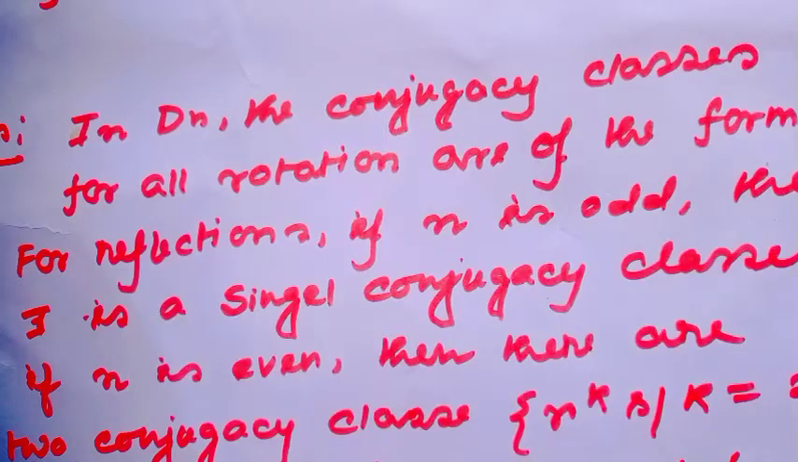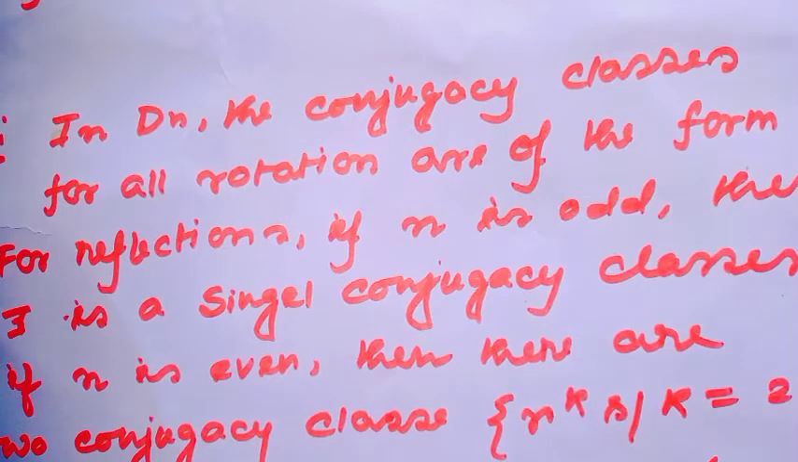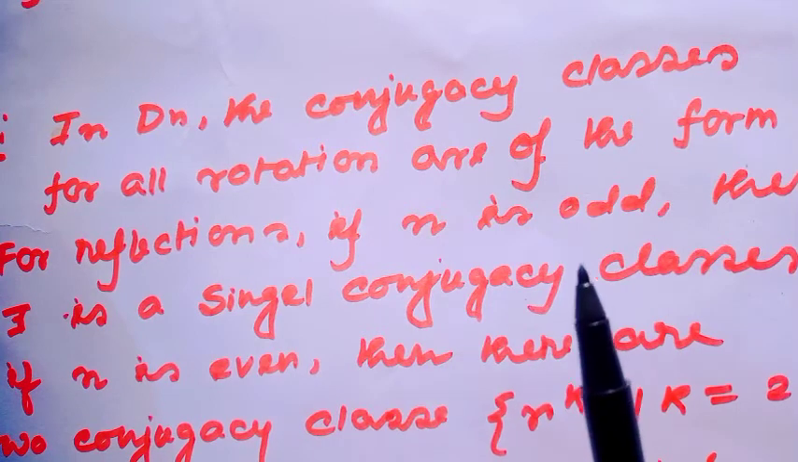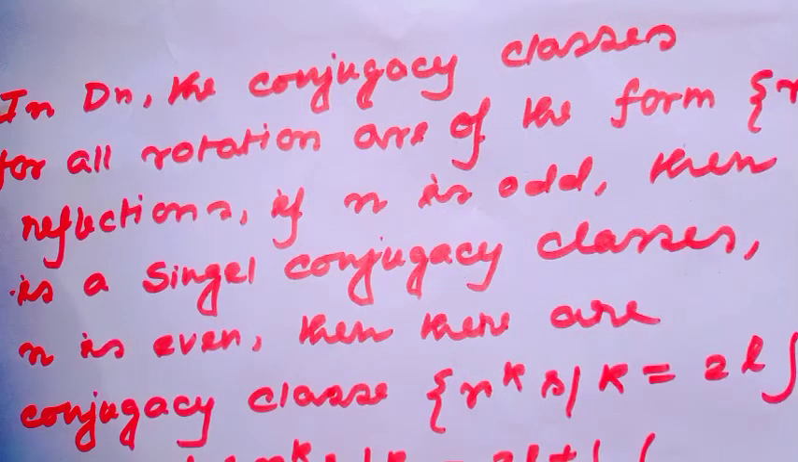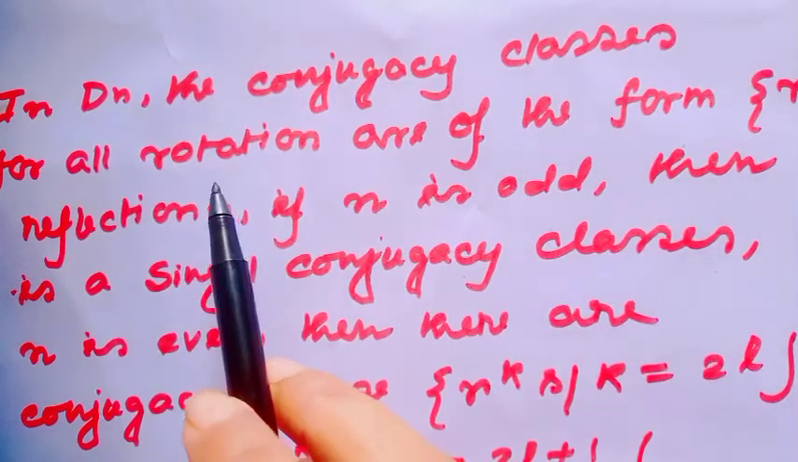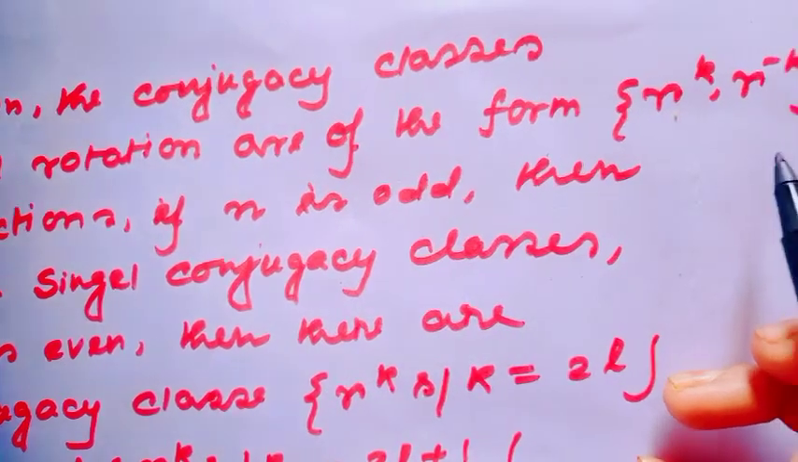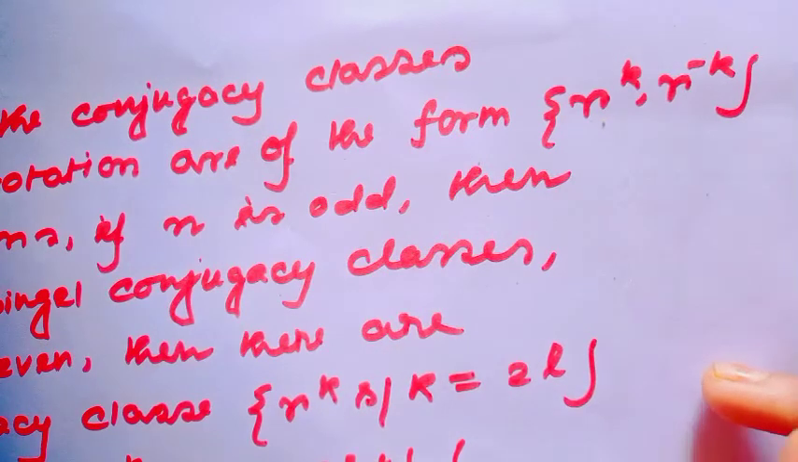I have discussed in my earlier video the center of Dn when n is odd. Now I will show you the center of Dn when n is even. We all know conjugacy class means an equivalence relation. Dn is generated by two elements, one rotation and one reflection. In Dn, the conjugacy classes for rotations are of the form r to the power k and r to the power minus k. That means all rotations are conjugate to their inverse.